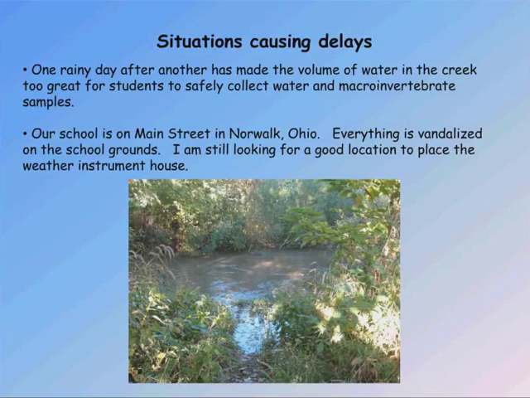But we've had some situations causing delays in our data and our work, and one is the rain, and we're not able to get into the creek. Hopefully we will be able to do that next week. And our school is on Main Street in Norwalk, Ohio, and we find that everything is vandalized on our school grounds, and so I'm still looking for a good location to place the weather station house. Our principal thinks that maybe the roof would be good, but then we wouldn't get the soil temperature component, but that might be the safest place to put it.